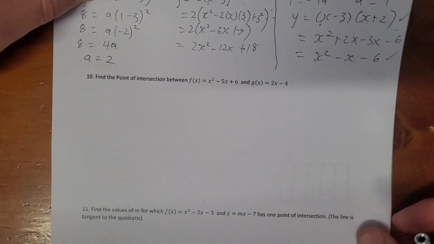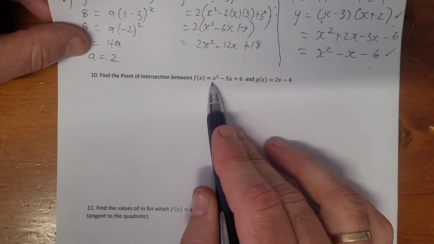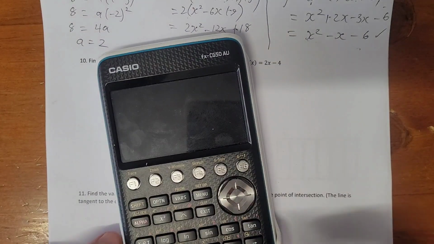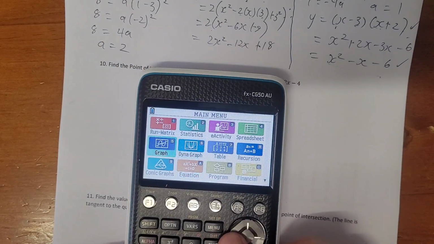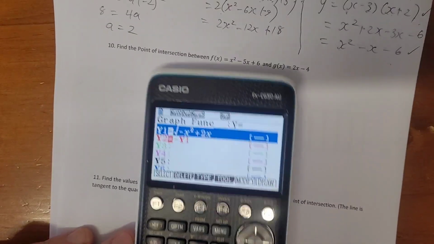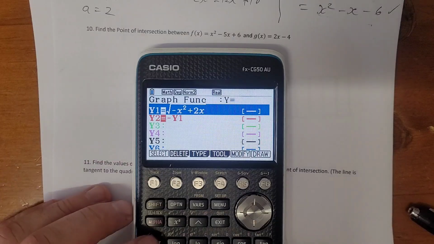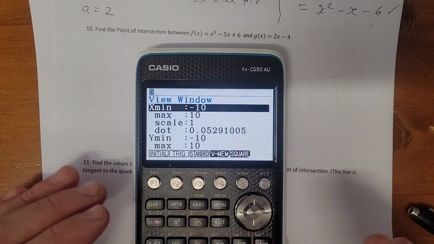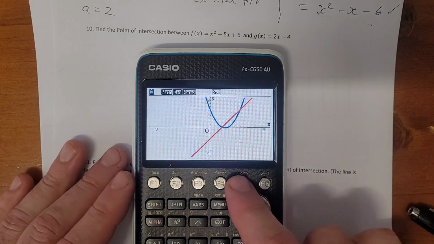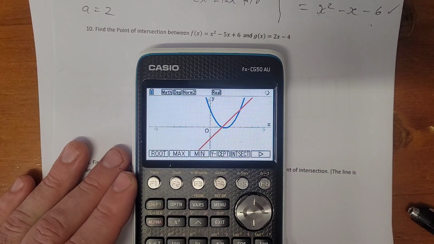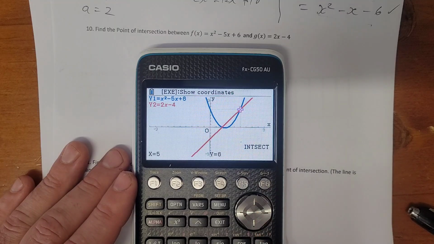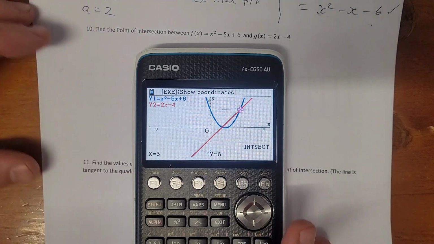Find the point of intersection between this function f of x and this function g of x. Now all that means is we're finding out when they cross one another. A simple way to do it would be to graph them and G-Solve the point of intersection. So the functions are x squared take 5x plus 6 and 2x take 4. We'll graph them, set our V-Window to standard, and G-Solve the points of intersection. We can see they intersect when x is 2, y is 0, and when x is 5, y is 6. So we can see those solutions using technology.